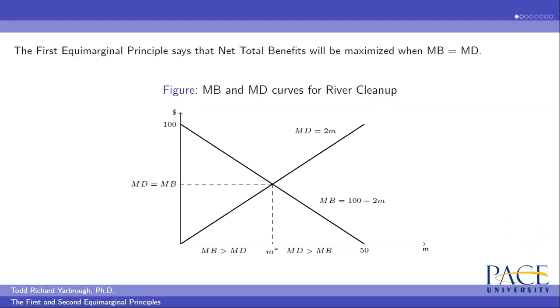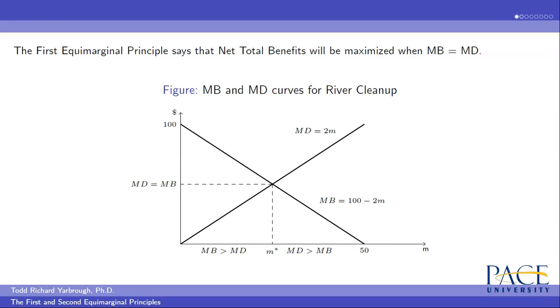To do so, what we'll rely upon to establish the optimal amount of pollution, or to put it another way, the optimal amount of pollution reduction, we will use the first equimarginal principle. The first equimarginal principle tells us that total net benefits, that is, total benefits minus total costs, will be maximized when marginal benefit equals marginal damage.